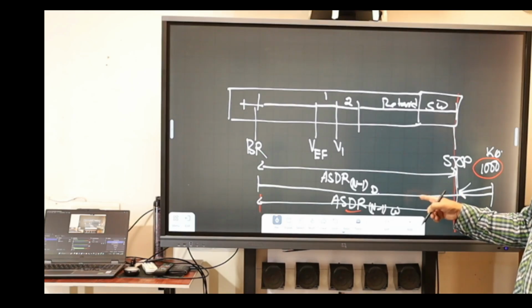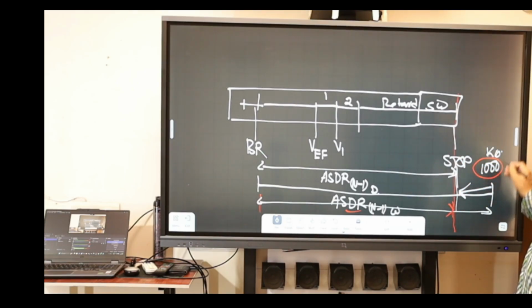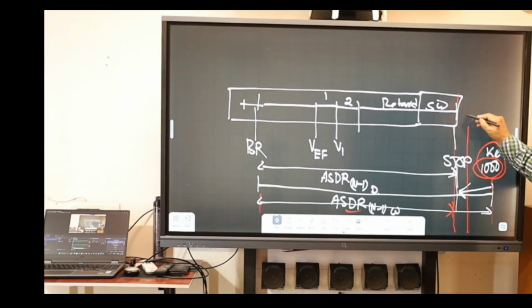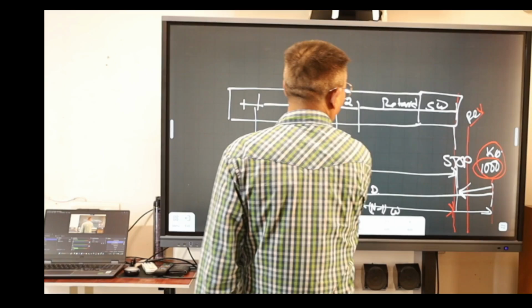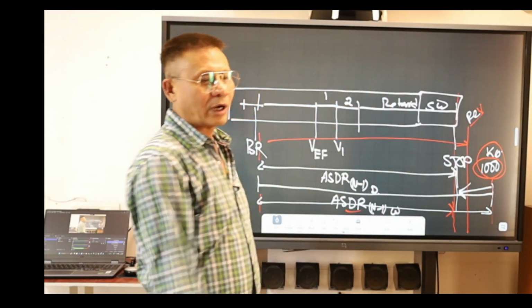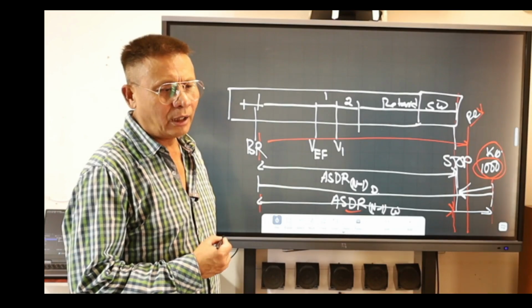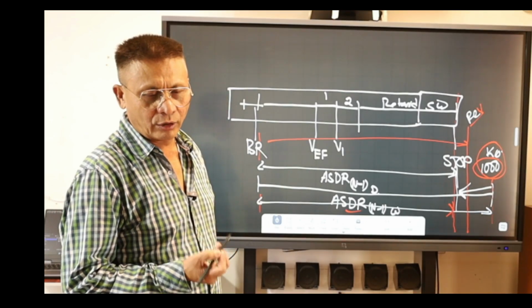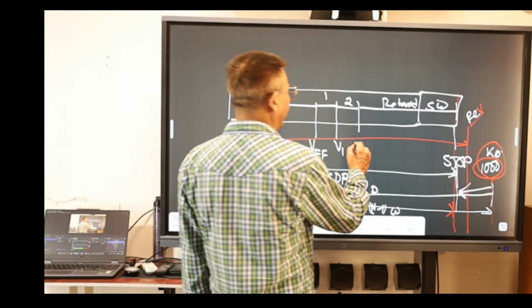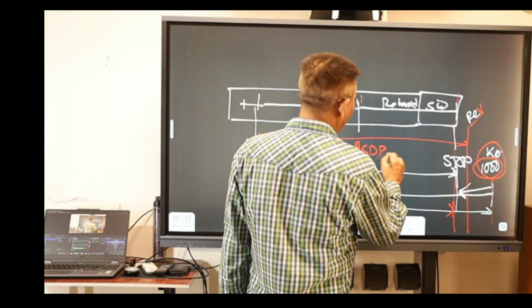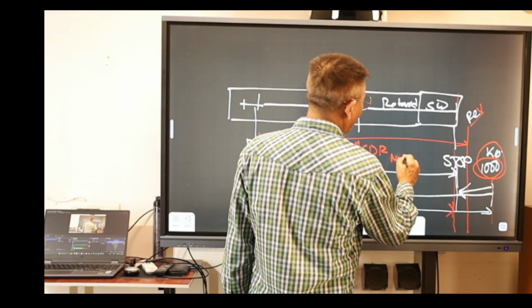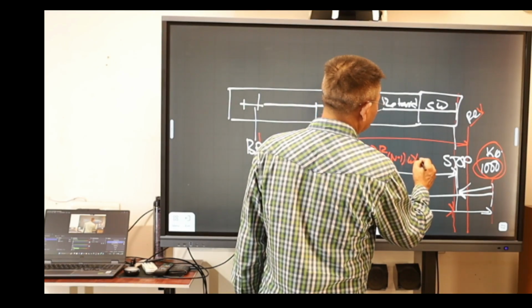So with the use of reversers, initially without the reversers and without any reduction in the weight, the aircraft was able to stop here. But now, since I am allowed to use the reversers, my aircraft will be able to stop, let's say, somewhere here with the use of reversers. This distance from the brake release till the aircraft comes to a complete stop using the reversers is the ASDR on a wet or contaminated runway with one engine failure, the ASDR N-1 on a wet or contaminated runway.